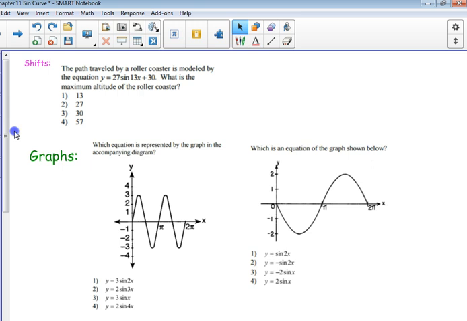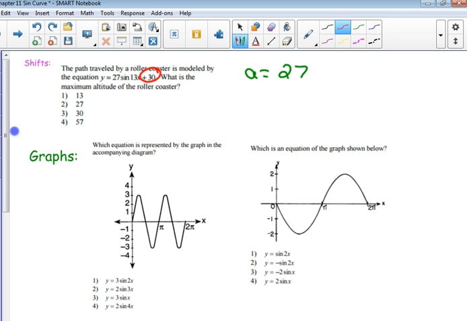Okay, so a couple things in the start. What's your amplitude? 27. 27, good. Now this, we have some extra stuff. When you have something being added or subtracted at the end, does anybody remember what that part controls? The height. The height, the up and down. This is a vertical shift.